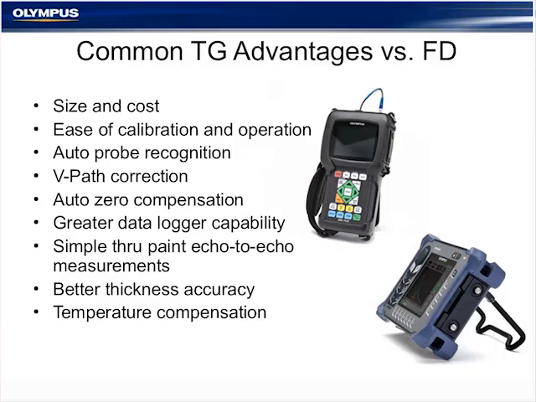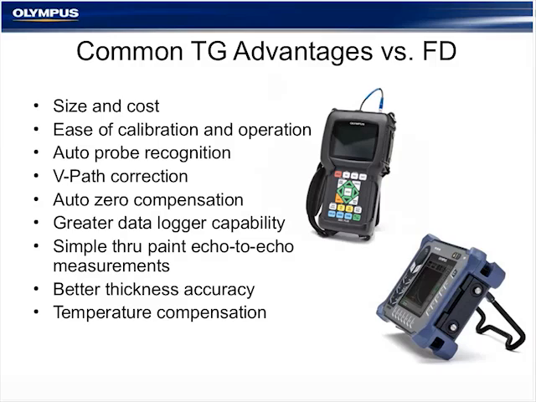Corrosion instruments usually have greater data logger capacity in terms of file types and also number of thickness points that can be collected. And often a dedicated corrosion gauge will include a simple through paint or through coat measurement algorithm. It usually requires a specific transducer, and it allows through paint measurements of a steel layer or a substrate.